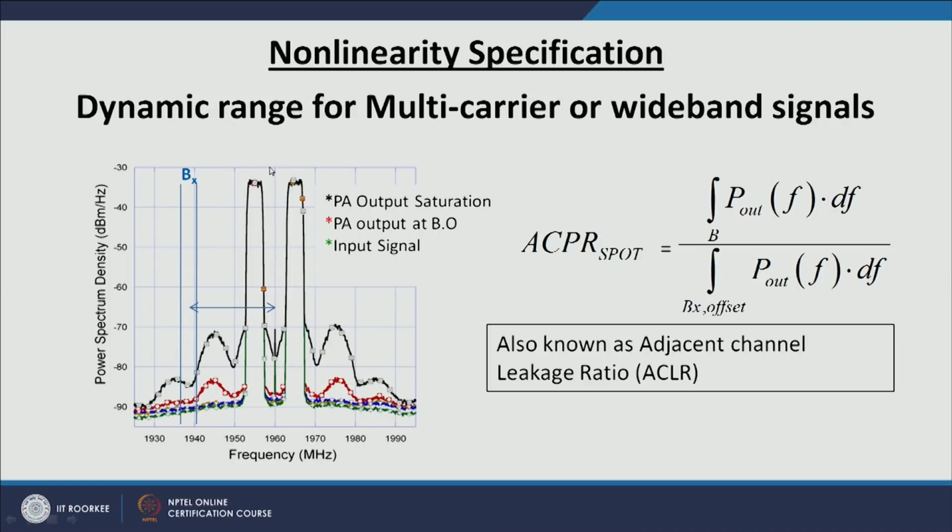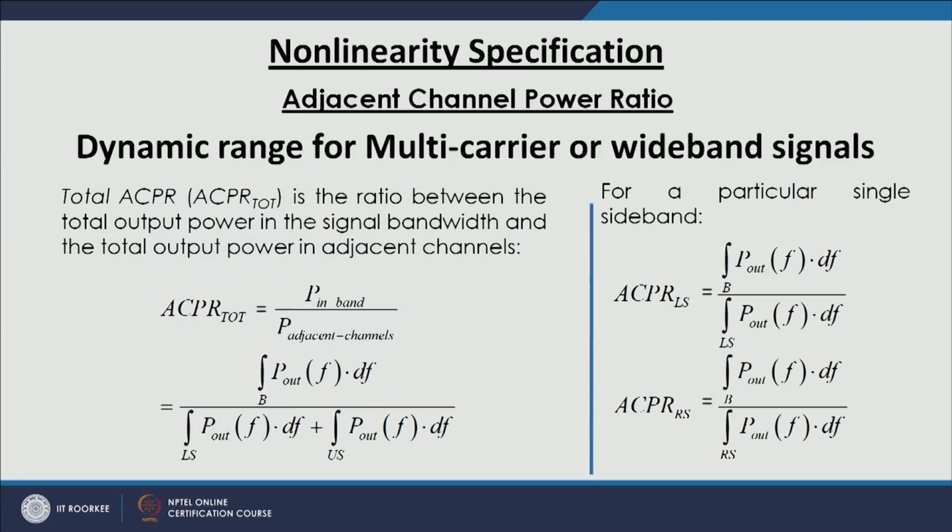So it will be the ratio of the power in this band with respect to the power in this particular band. So as you can see, this black one will have a higher noise, so it will have lower ACPR, the red one will have much higher ACPR, and the blue and the green, they will have much higher ACPR here. So this was the ACPR or the leakage ratio at a particular spot.